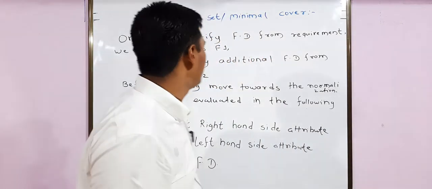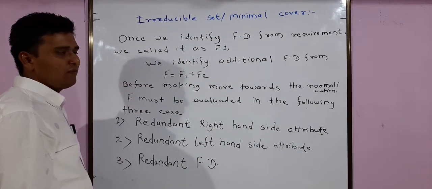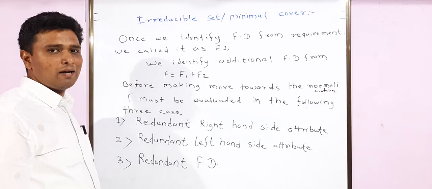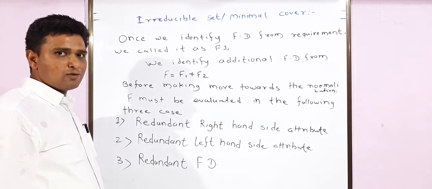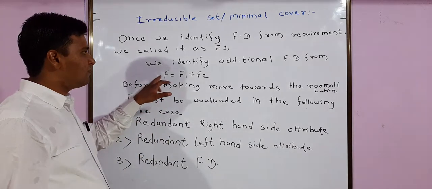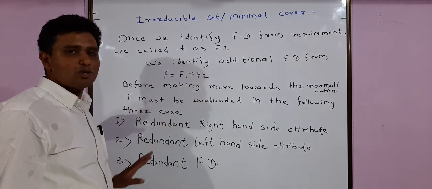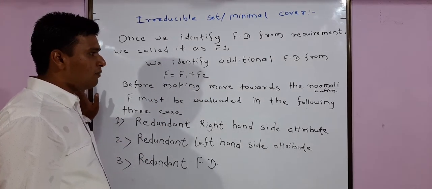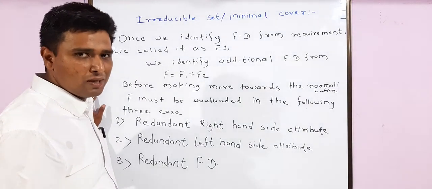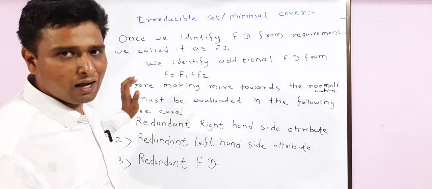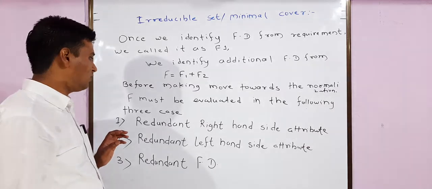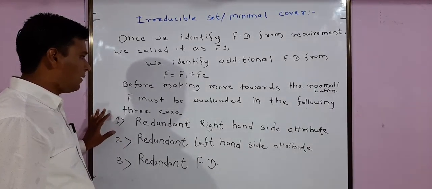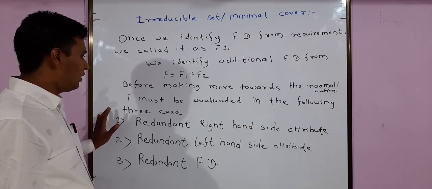So let's read on the board. Now once we identify the functional dependencies from the requirement, let's say F1 and F2. So now total functional dependency capital F is equal to F1 plus F2. So F2 is additional functional dependency that we may identify. Before we move towards normalization, we will find out the minimal cover, or you can say the irreducible set of attributes. So we will be evaluated in 3 cases.